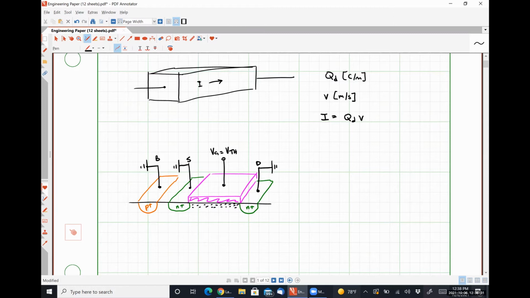So since the onset of inversion occurs at VGS equal to VTH, the inversion charge density produced by the gate oxide capacitance must be proportional to VGS minus VTH. Okay.